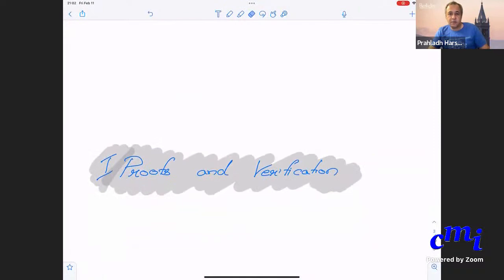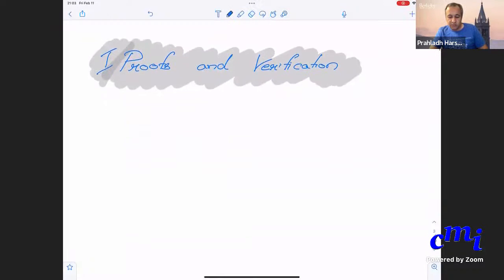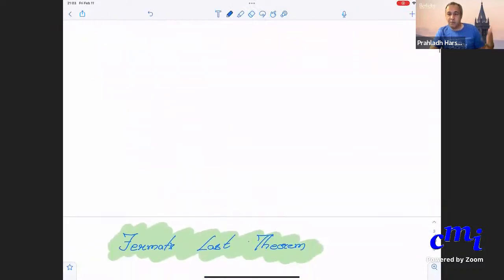So we're going to start off with our first question. What are proofs? What does it mean to verify proofs? The moment you hear about proofs and verification, one of the most natural examples that comes to one's mind is, of course, Fermat's last theorem, which was proved 2.5 decades ago.